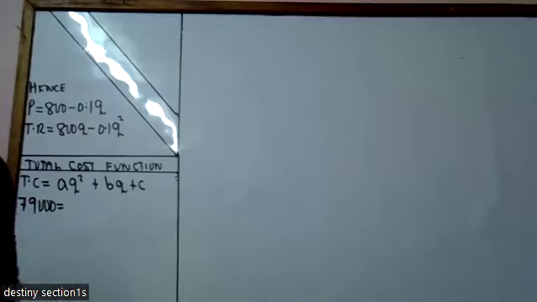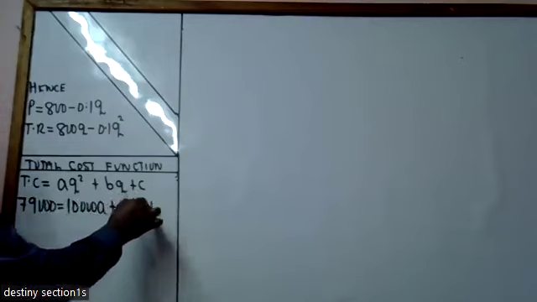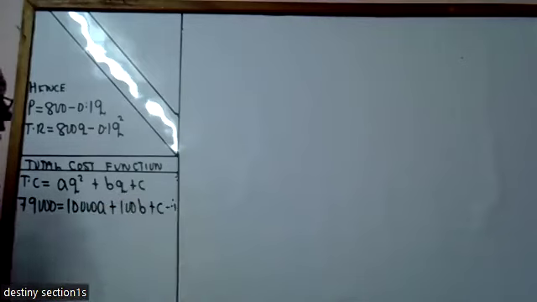Tell me 100 squared is what? 10,000. Good. So 10,000 A plus 100 B plus C. This one we call equation number one. Okay, go to the other one, 26,000. Is it 26 or 76? 76. 76,000.